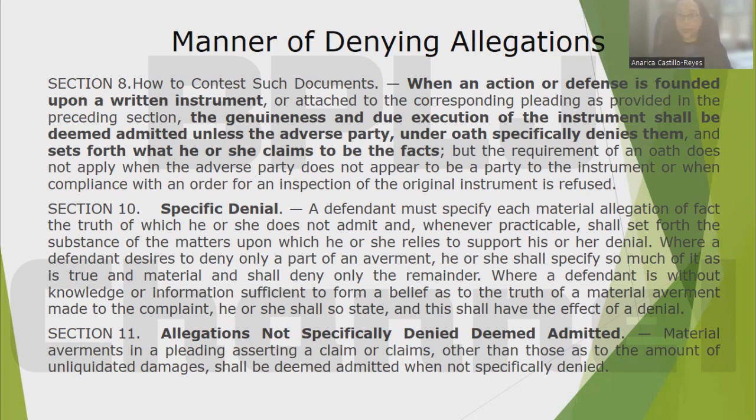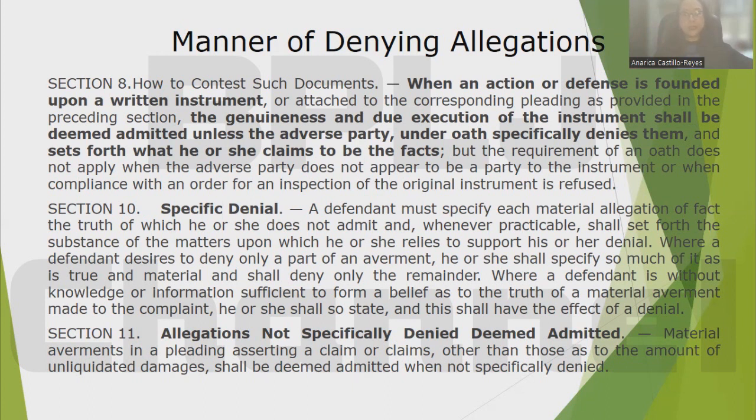Now, what is a specific denial? How do you specifically deny? Does the insertion of the word specific on the denial make it a specific denial? Section 10, Rule 8 states that a defendant must specify each material allegation of fact, the truth of which he does not admit, and whenever practicable shall set forth the substance of the matters upon which he relies to support his denial. So that is the general rule on denial. You deny and you state what you claim to be the facts, your version of the story.